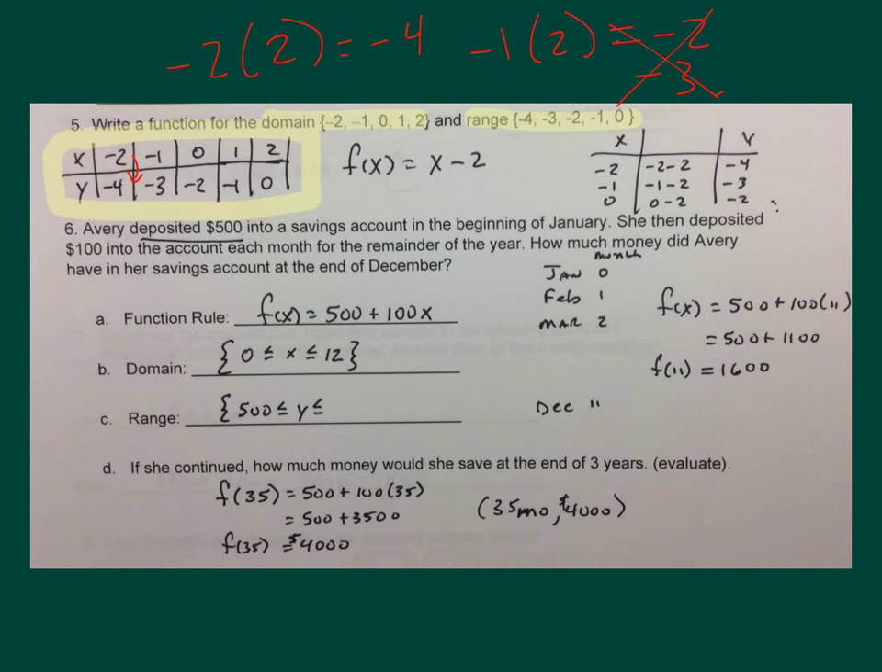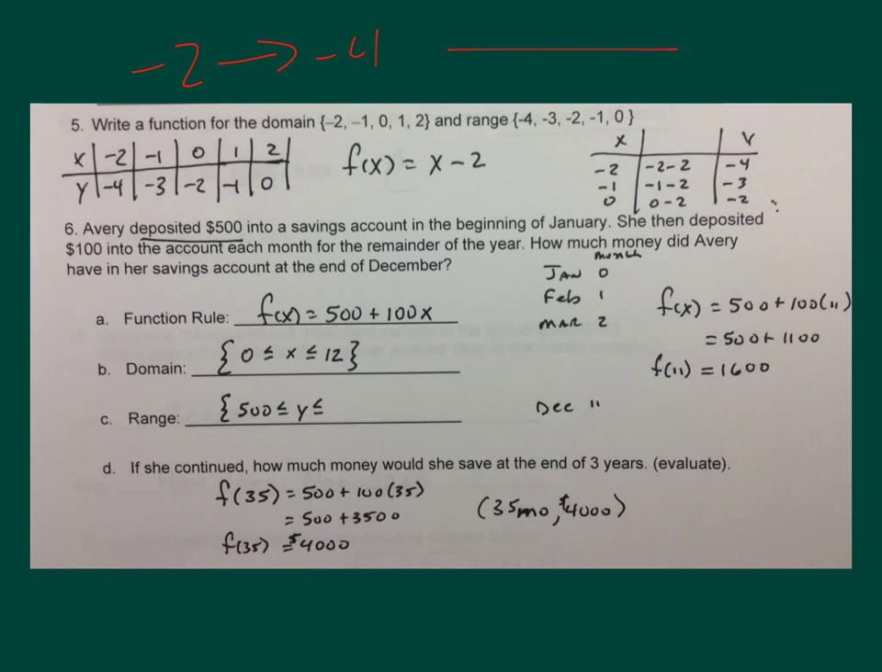So the next thing I try is looking at adding or subtracting. Well, how do I get from negative 2 to negative 4? On a number line, if I have negative 2 and I have negative 4, I would subtract 2. So that's what happens. If I subtract 2 from every x, like 2 minus 2, that gives me 0. 1 minus 2 is negative 1. 0 minus 2 is negative 2. Therefore, this is my rule. F of x is equal to x minus 2.